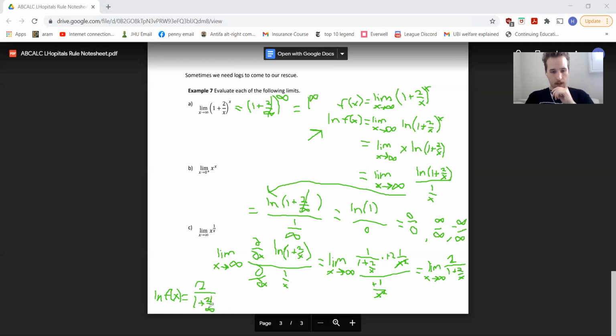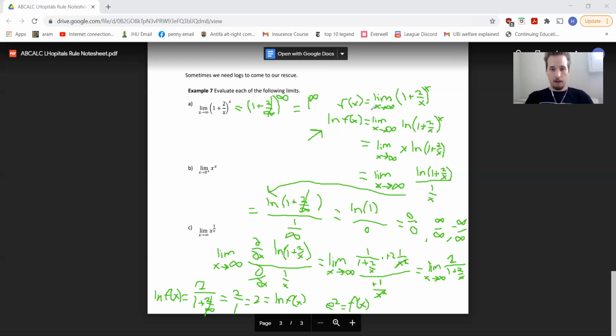Okay, this is a 0. 2 over infinity is 0. Anything over infinity is 0. And you get 2 over 1 or 2, which is equal to ln of f of x. Well, now we want to figure out just what f of x is, so we get e squared is equal to f of x, right? We take the e of both sides. So actually, the answer is e squared, right?